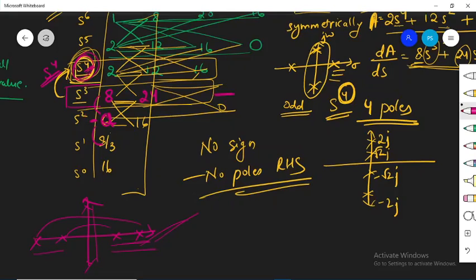अगर यहाँ पे आपका sign change आ जाता है तो उस case में सिस्टम जो रहेगा वो आपका unstable रहेगा. Okay, so many varieties of these questions can be there.